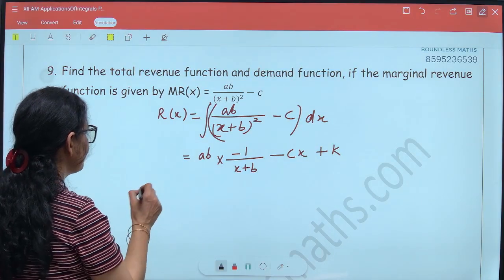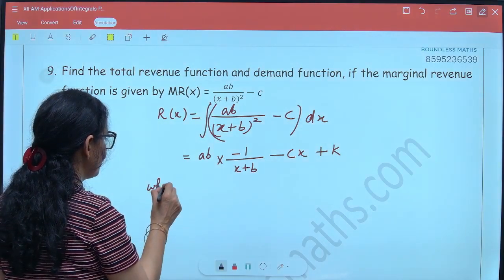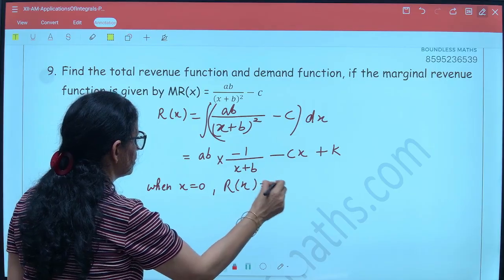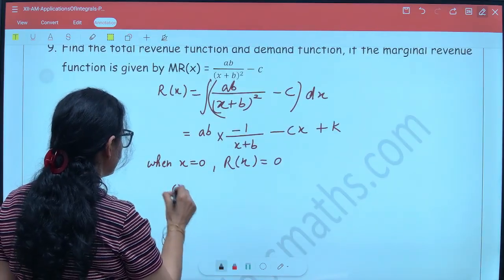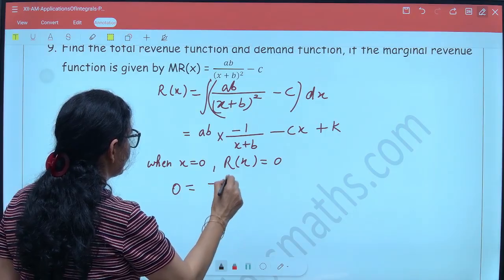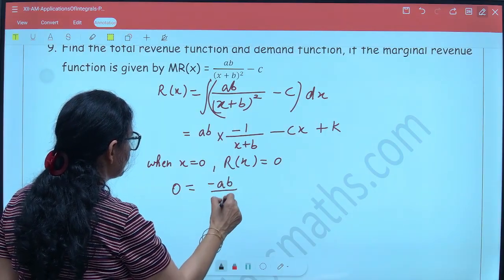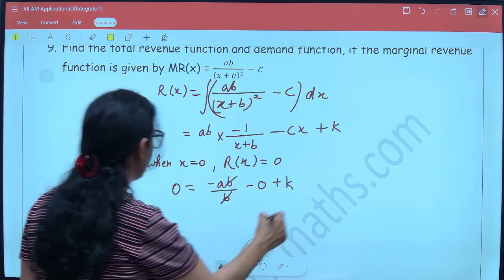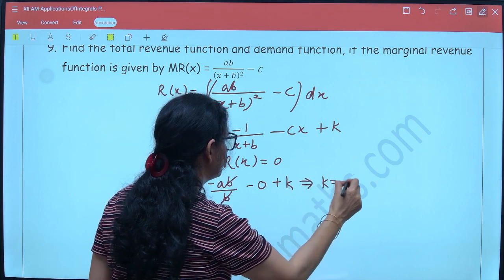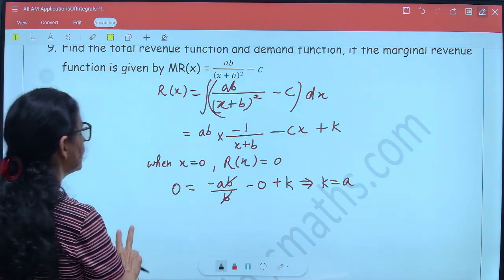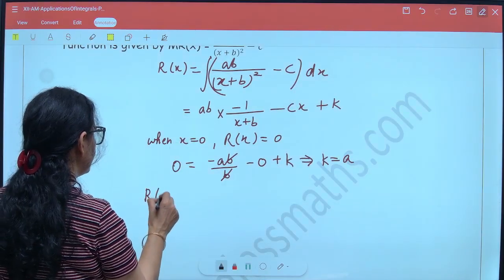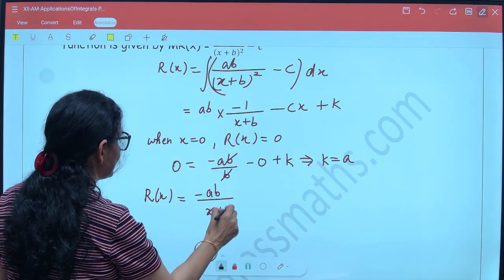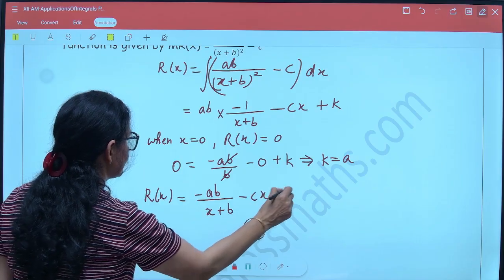Nothing. So that means now we are going to use the condition when x is 0, the revenue is 0. So let's put these values here. So it is minus AB upon x is 0, 0 plus b is b, minus c into 0 is 0 plus k. So that means the value of k is equal to a, right? Now let's put the value of k in the revenue function. It is minus AB upon x plus b minus cx plus a.